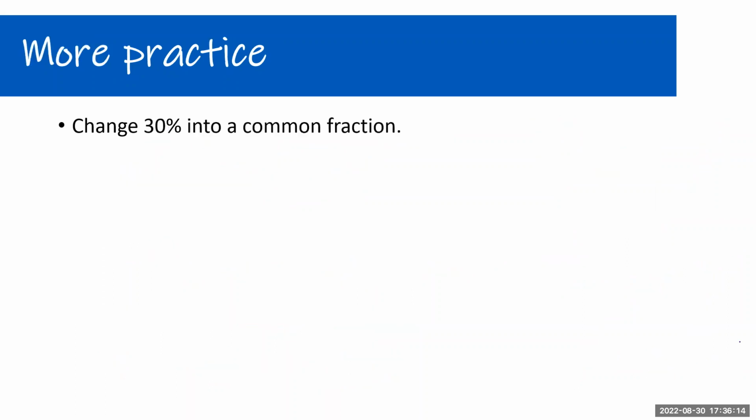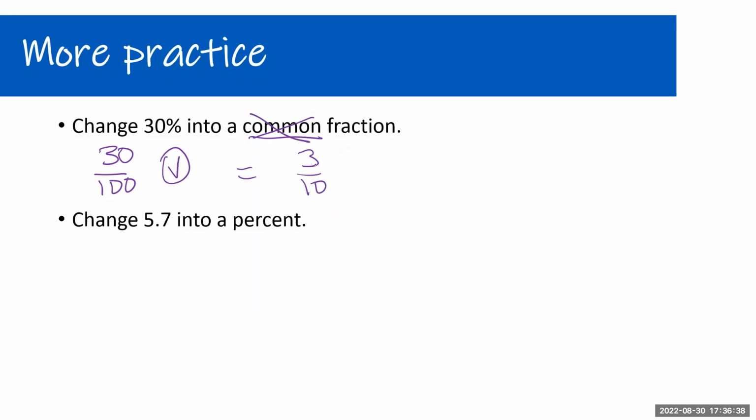What about 30% into a common fraction? Don't get bogged down by this word here, common. Just kind of ignore it. You're just putting 30% into a fraction. We just saw that means 30 over 100. That's an okay answer. You can leave it just like that. Or if you want to simplify it, it's going to be 3 over 10.